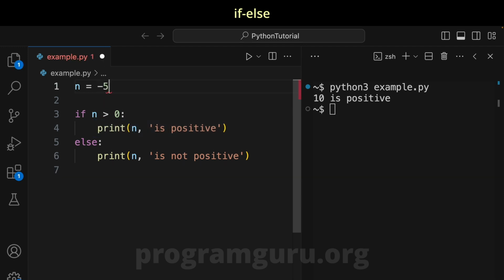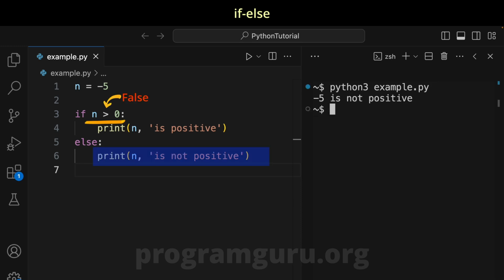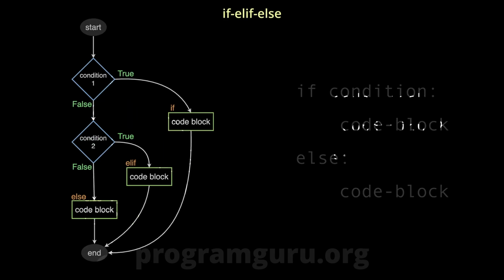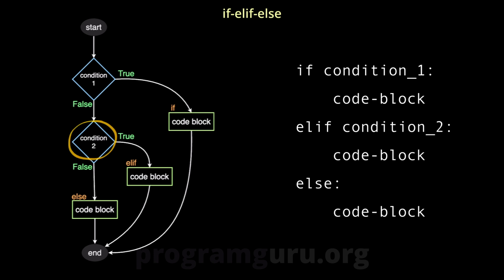Change number in n to a negative value. Save and run the program. For given n value, the condition is false and therefore the else code block executes. We have an extension to the if-else statement also, where we can have another condition to check when the first condition is false.